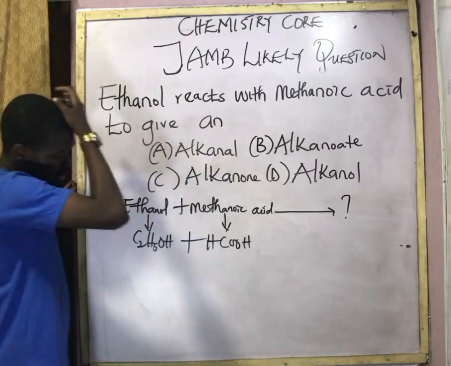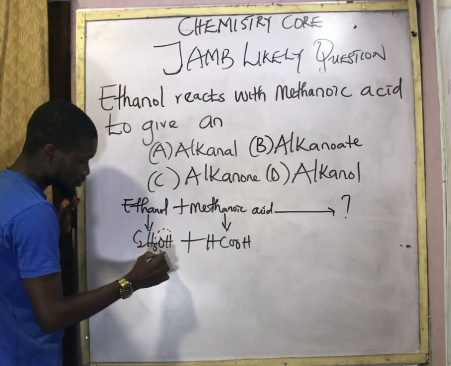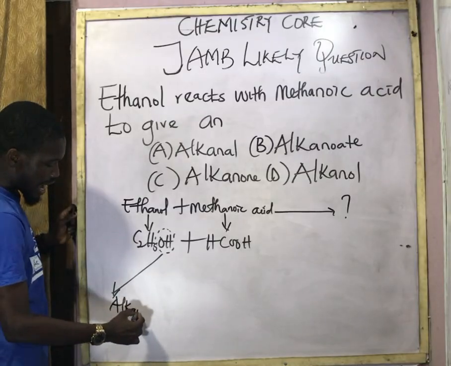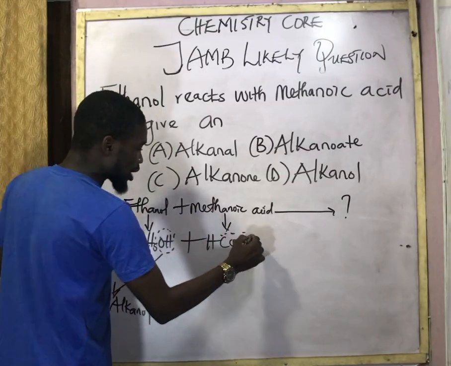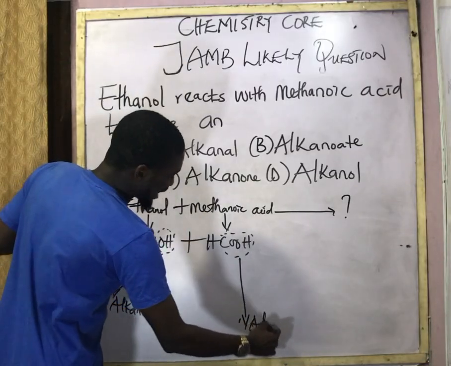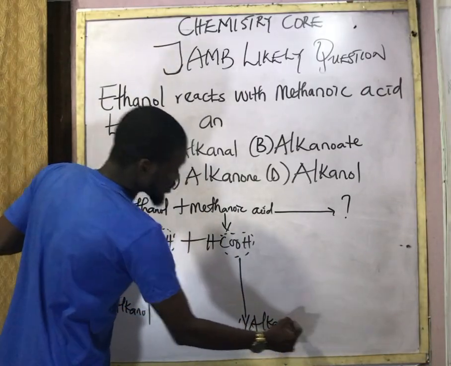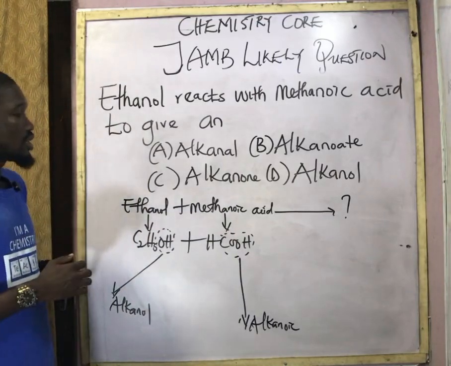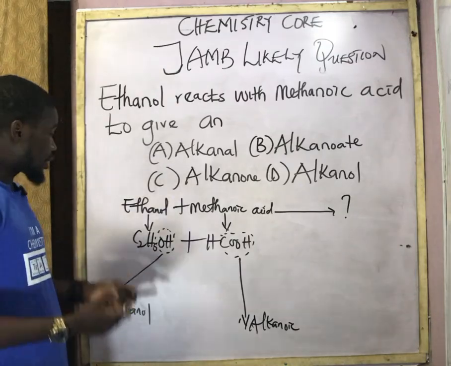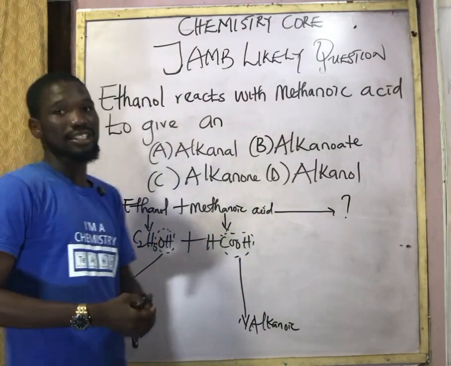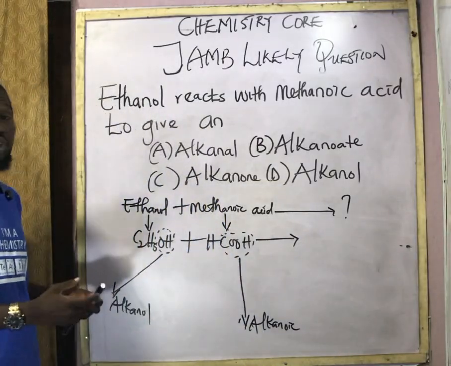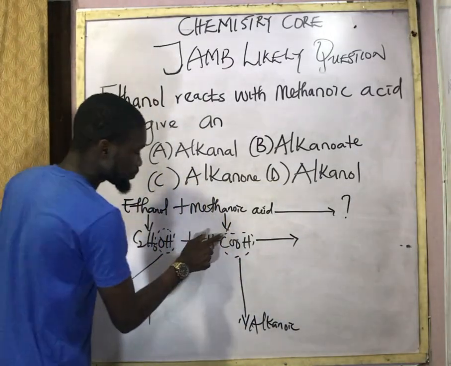HCOOH. Now, the functional group here is the family of alkanol. The functional group here is the family of alkanoic acid. So as you can see, we have alkanol, which is ethanol, and alkanoic acid, the methanoic acid. Now, what will be the products? We don't know it. So guys, come closer.